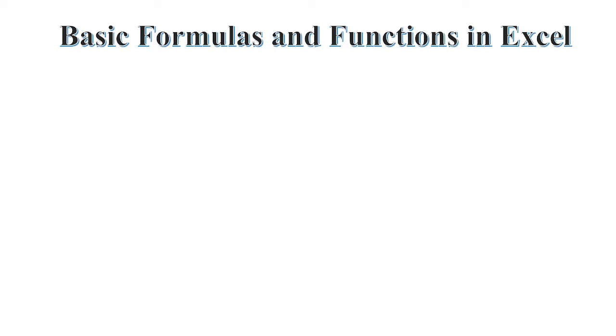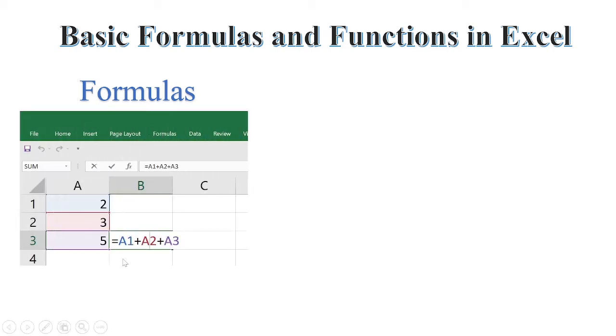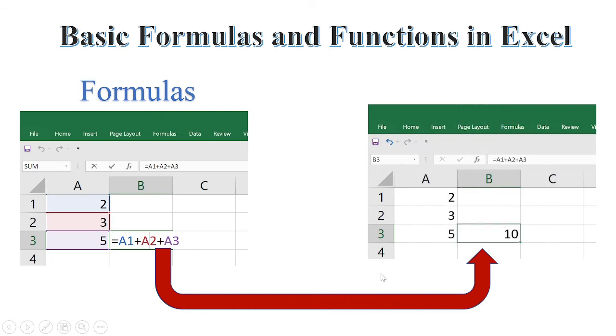There are two basic ways to perform calculations in Excel. Formulas. In Excel, a formula is an expression that operates on values in a range of cells or a cell. For example, =A1+A2+A3, which finds the sum of the range of values from cell A1 to A3.